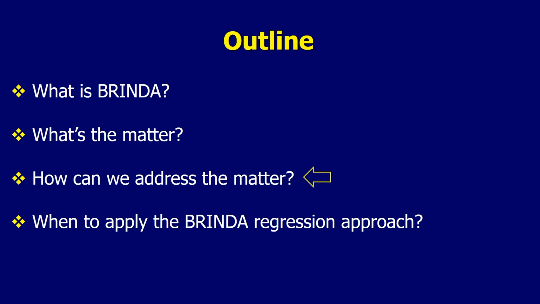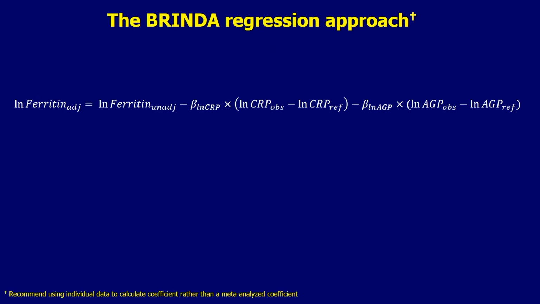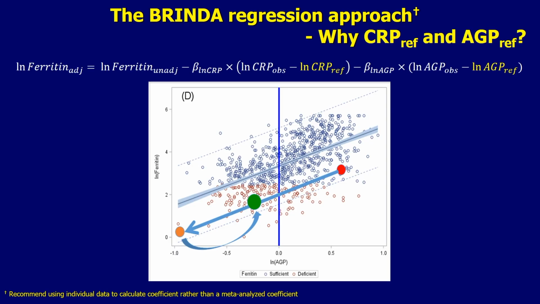There are many ways to address these issues. The BRINDA regression approach is one of them. The BRINDA regression approach uses linear regression to adjust ferritin concentrations by CRP and/or AGP concentrations. Briefly, the adjusted ferritin concentration is calculated by subtracting the influence of CRP or AGP, or both. We need a CRP or AGP reference value because we don't want to over-adjust ferritin for low levels of inflammation.